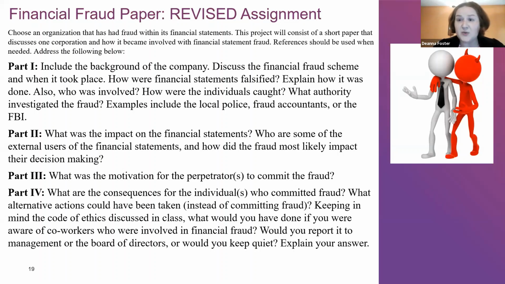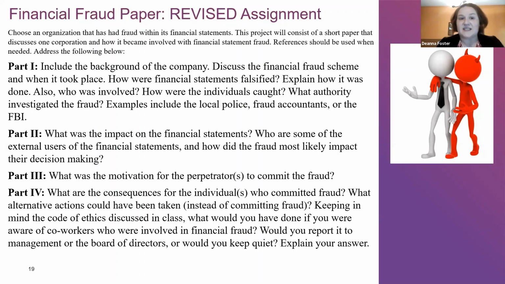Then for part 2, I wanted students to expand on the financial statements and tell me what actually happened to them. So what happened to your income statement? What happened to your balance sheet? And what is the overall impact on your external stakeholders? Think about how this is going to impact some of their decisions. Then for part 3, I worked in a motivation piece. As I mentioned, the fraud triangle. So what were the motivators? I want to hear about that. Why did they do this? Why did they commit the fraud?